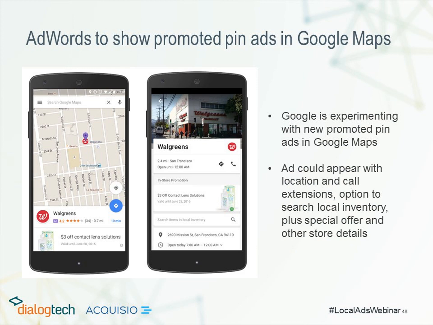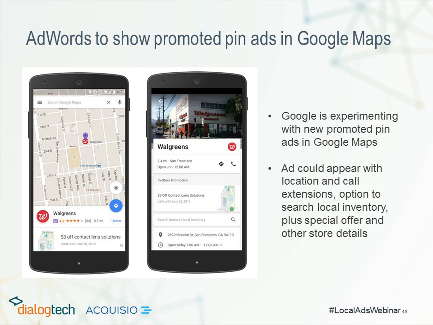So about a month ago, AdWords released a bunch of new updates, most of them targeting mobile search. Here's one that's relevant for the local market. AdWords is going to show promoted pin ads in Google Maps. So it's the ability for you to advertise your store location when someone runs a search within Google Maps.